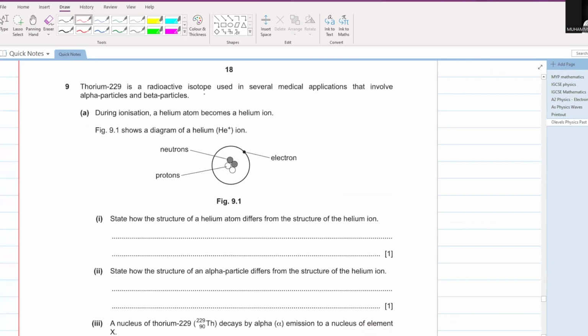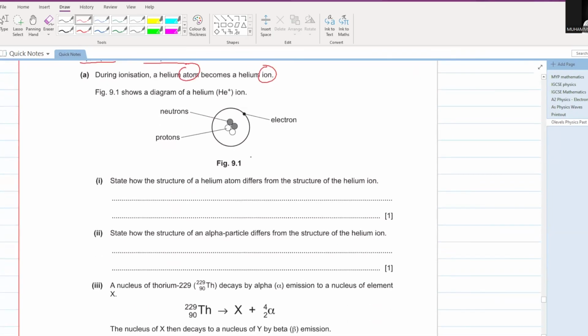Thorium-229 is a radioactive isotope used in several medical applications that involve alpha particles and beta particles. Perfect. During ionization, a helium atom becomes a helium ion. बेटा ड्यूरिंग आयोनाइजेशन क्या हो रहा है? एक हीलियम एटम एक हीलियम आयन में कन्वर्ट हो रहा है। परफेक्ट। फिगर 9.1 shows a diagram of helium plus ion. Perfect. You have this helium plus ion. State how the structure of a helium atom differs from the structure of a helium ion.